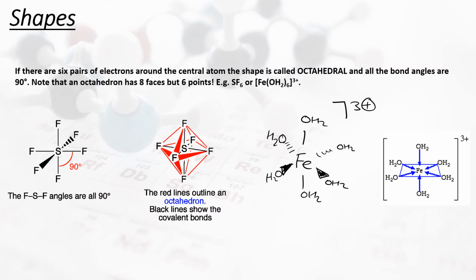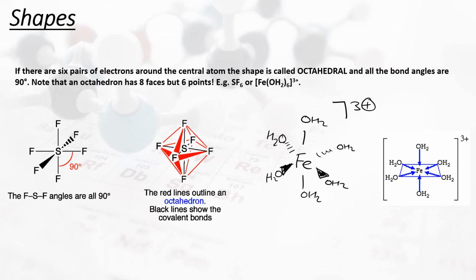Now, if there are 6 pairs of electrons around the central atom, this shape is called octahedral. The reason for that is that if this was a 3D shape, it points to the corners of an octahedron. And so it's an octahedral shape, and all of the bond angles are exactly 90 degrees. In this case, in SF6, sulfur hexafluoride, every single bond angle between any of these fluorines is 90 degrees.